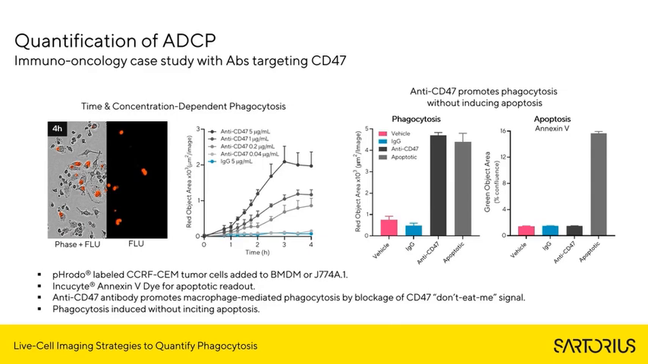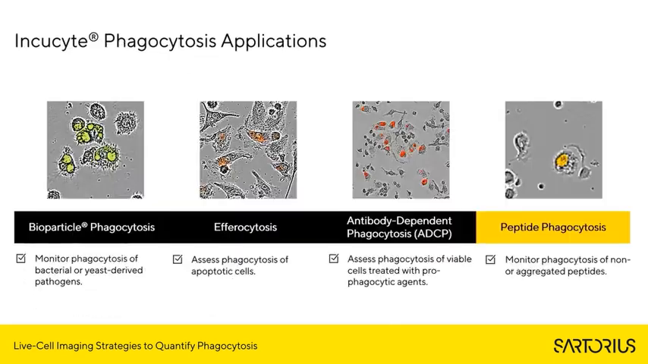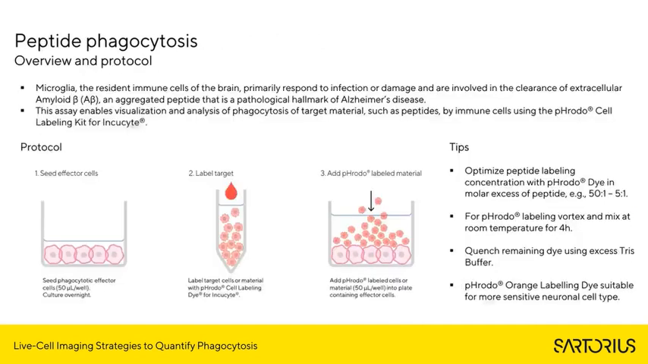The last application I'll be focusing on today is peptide phagocytosis. Microglia, the resident immune cells of the brain, primarily respond to infection or damage and are involved in the clearance of extracellular amyloid beta, an aggregated peptide that is a pathological hallmark of Alzheimer's disease. This assay enables visualization and analysis of phagocytosis of target material, such as peptides, by immune cells using the Frodo cell labeling kit for Incucyte.